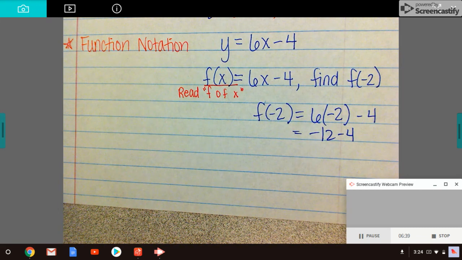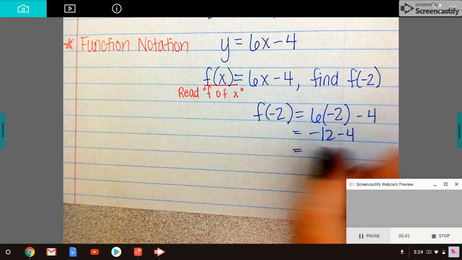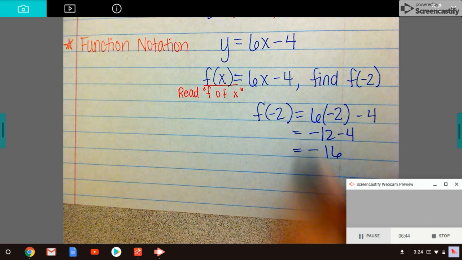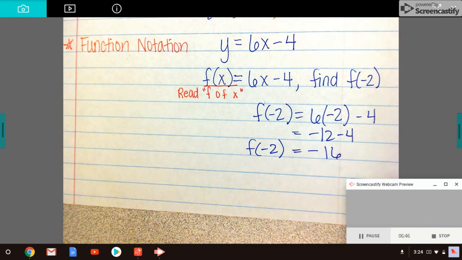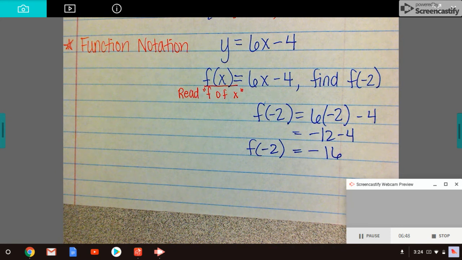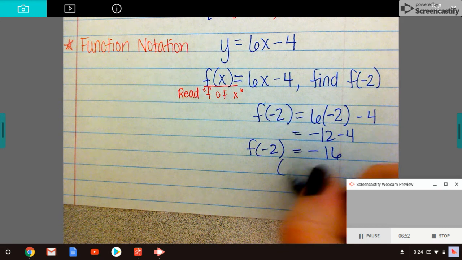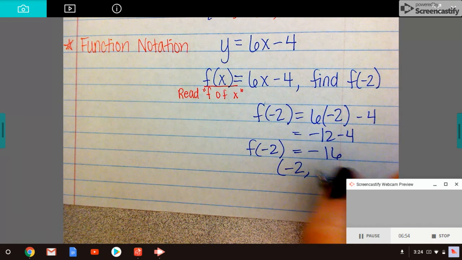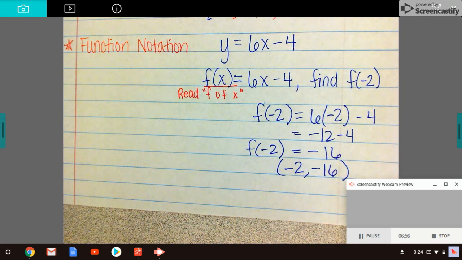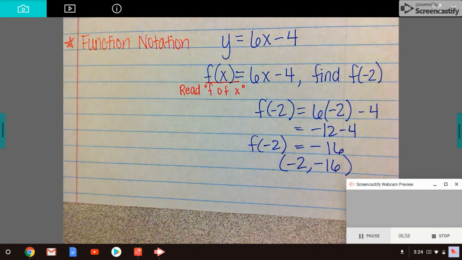You can solve from there. Negative 12 minus 4 is negative 16. So I've got f of negative 2 is negative 16. So what I really have is that if x is negative 2, then y is negative 16. And you end up having a point with the domain and the range right there for you.